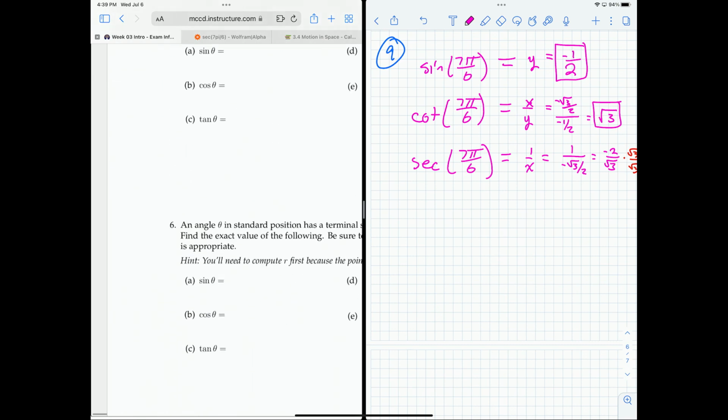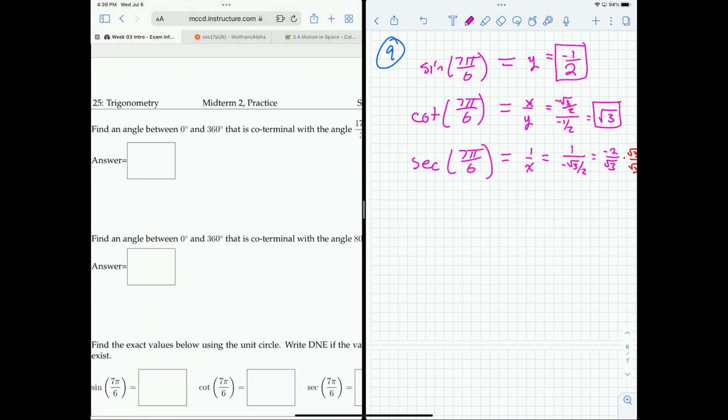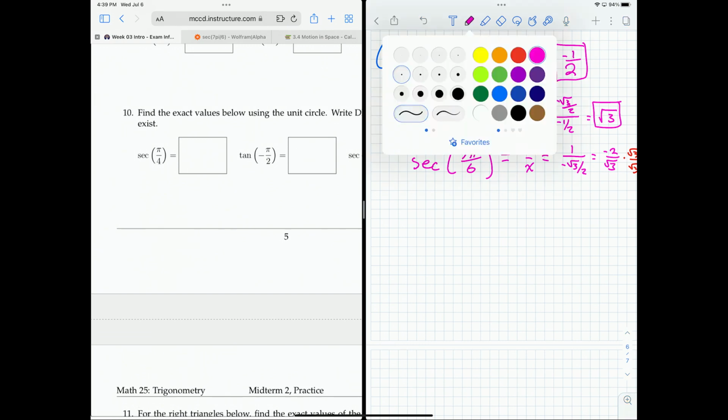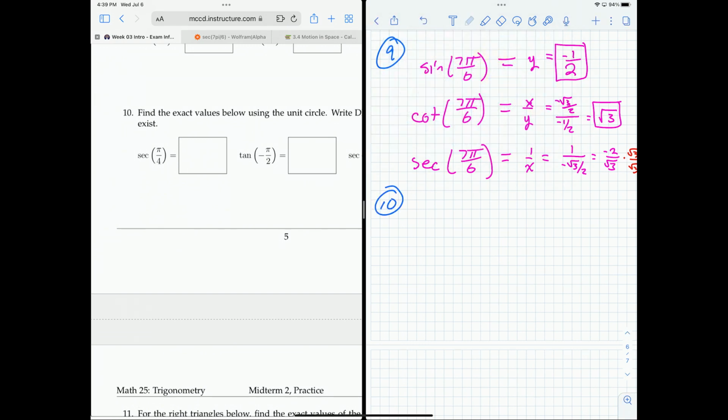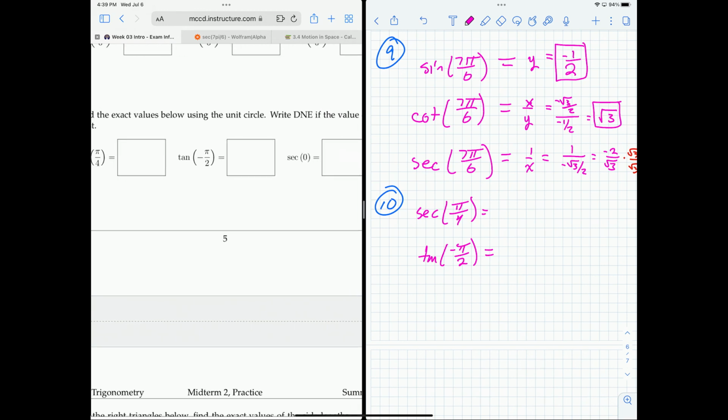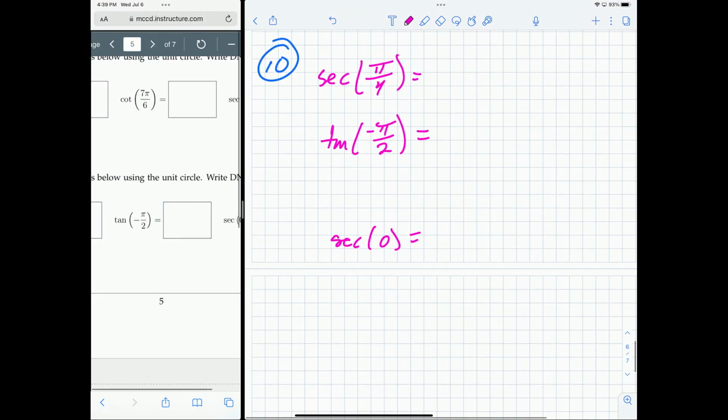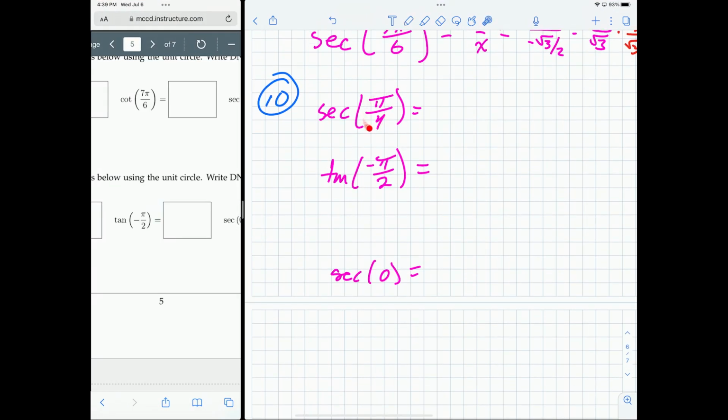All right. Problem 10 is probably the same deal, just different things. So the secant of pi over 4 is, well, we'll look in a minute, negative pi over 2. Maybe I'll leave a little bit of space there. Oh, and secant is 0. All right. So one thing I want to do just before we go look at our unit circle is on the unit circle, pi over 4 is going to be easy to find. 0 is easy to find.